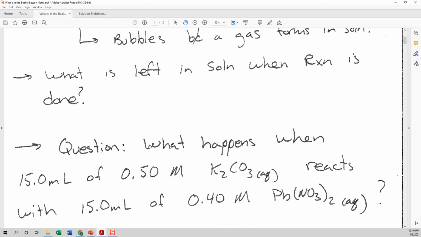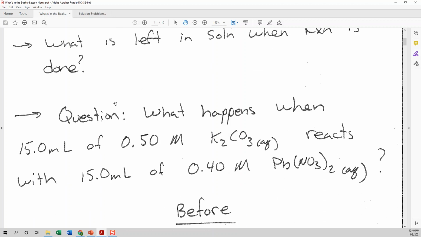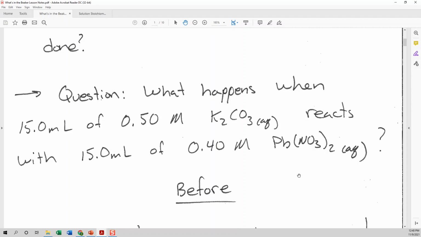All right, so let's do this sample question. It says, what happens when 15 milliliters of a 0.5 molar solution of potassium carbonate, an aqueous ionic compound, reacts with 15 milliliters of a 0.4 molar solution of lead(II) nitrate, aqueous? All right, so first let's visualize what we're doing. We have this and we have that. So what does that look like?